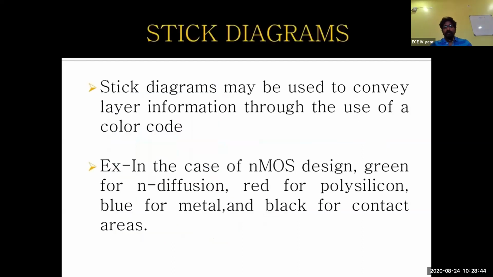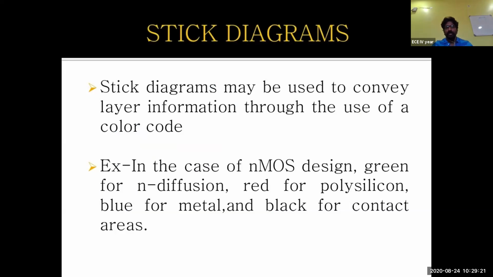So let us see a few basics about stick diagrams. We know that a stick diagram acts as a cartoon of the layout, which is used for conveying the layer information by using color codes. We have studied that P diffusion is brown or yellow, N diffusion is green, polysilicon is red, and metal is blue. So these are the color codes. These stick diagrams are mainly used to convey the layer information through the use of color codes.